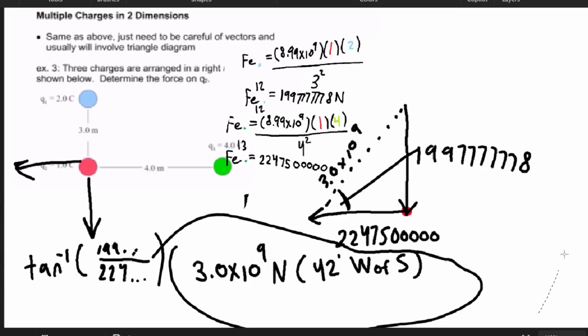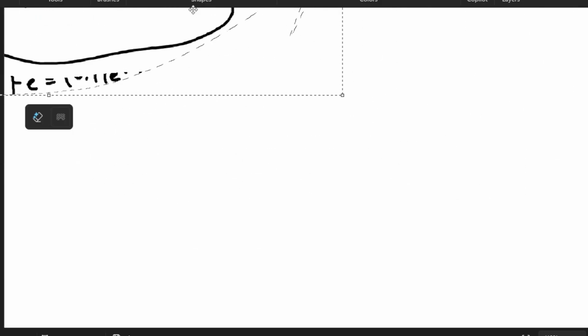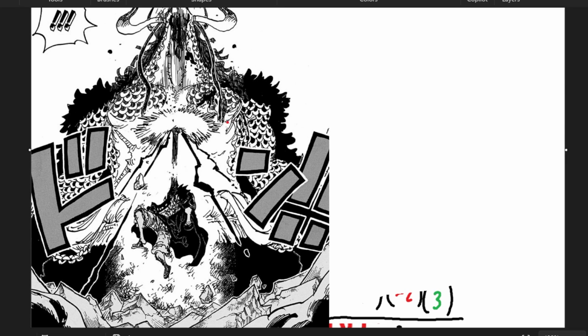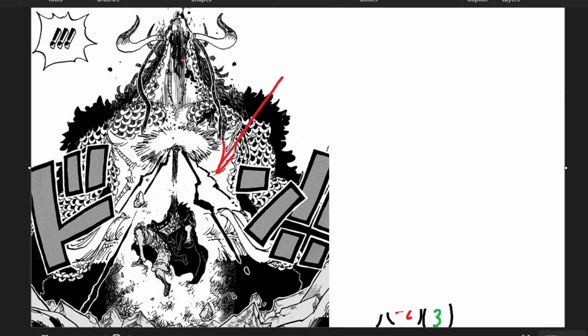Anyways, as I was saying earlier at the very beginning of the video, because you made it this far, I guess I will explain why I used this panel in the thumbnail. The lightning bolts from Luffy's punch is his Conqueror's Haki. But what makes it so Luffy is able to punch Kaido without even touching it?